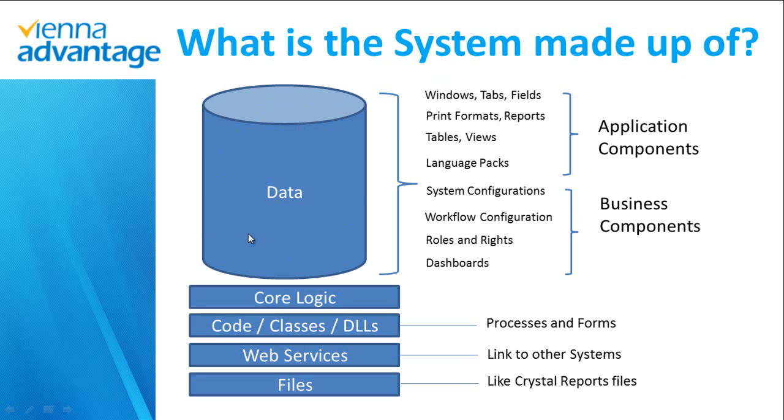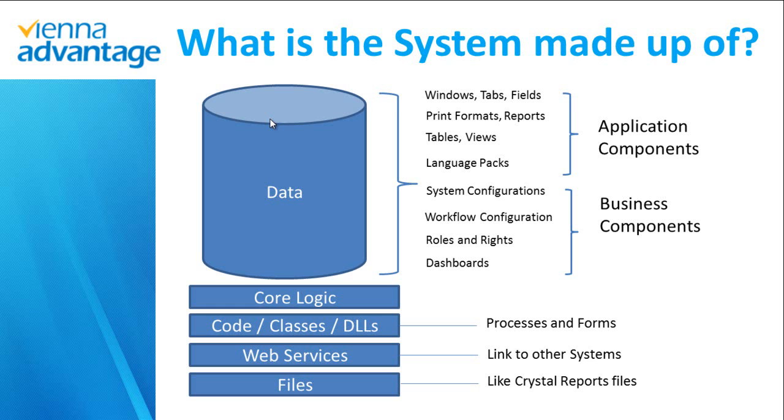component which is data, which is basically about 60 to 70% of the system. It is a model-driven architecture, hence certain components which you see in the application, such as windows, tabs, fields, print formats linked to windows or to transactions, reports, tables, views, language packs, certain configurations in the system, workflow configurations, roles, rights, dashboards. So pretty much everything consists of data only.